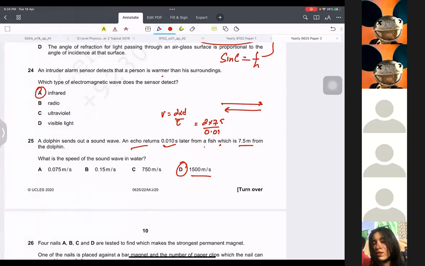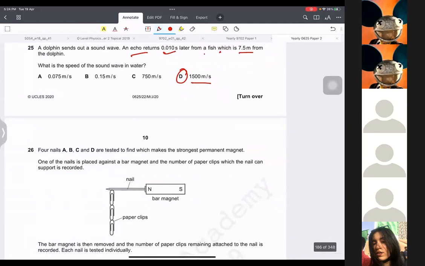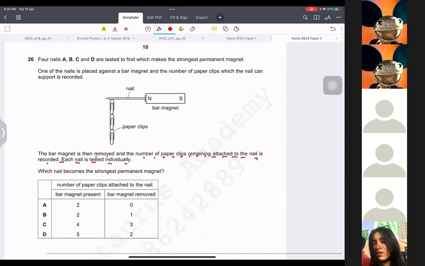No, not 75. Okay. 4 nails A, B, C, D are tested to find which makes the strongest permanent magnet. One of the nails is placed on a bar magnet. A number of paper clips can be supported. The bar magnet is then removed and the number of paper clips remaining attached to the nail is recorded. Each nail is tested individually. Which nail becomes the strongest permanent magnet?